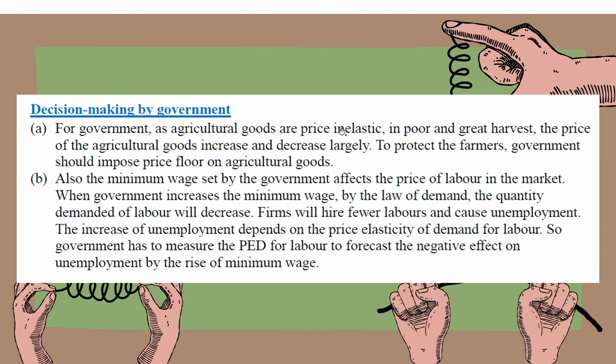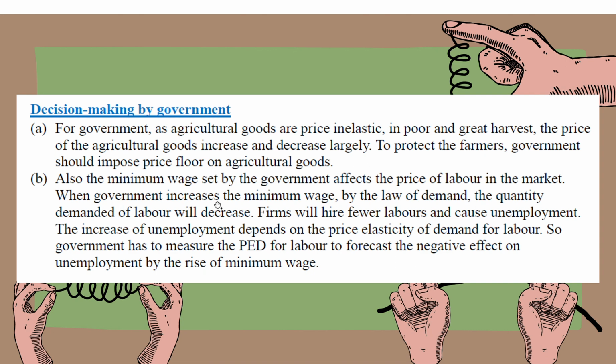Price change. So to protect the farmer, the government has to impose a price floor on agricultural goods when there's a big harvest or good harvest, because prices fluctuate a lot. Also, for the minimum wage, set by the government, it will affect the price of labor in the market.